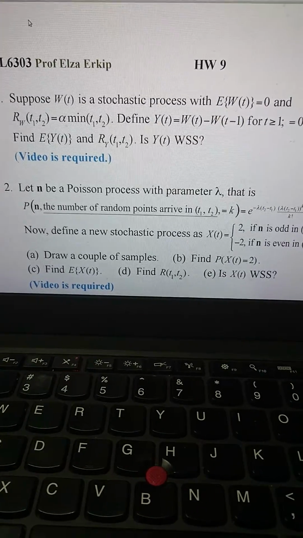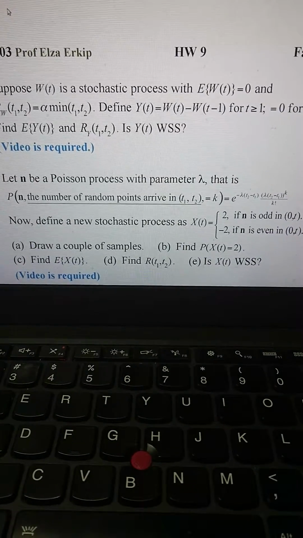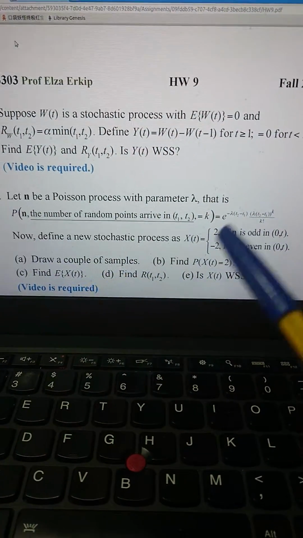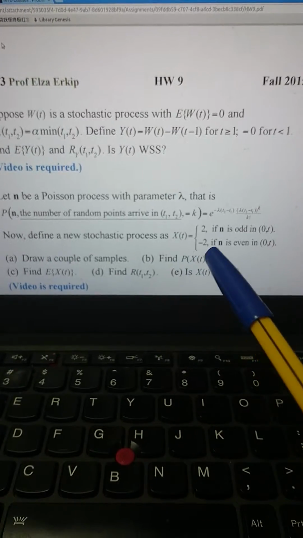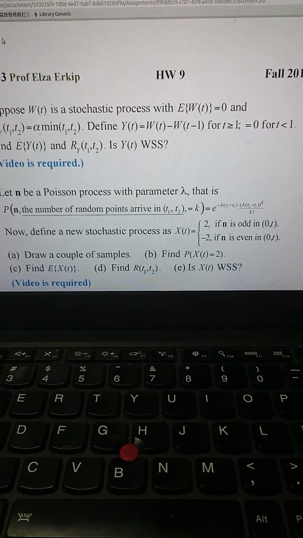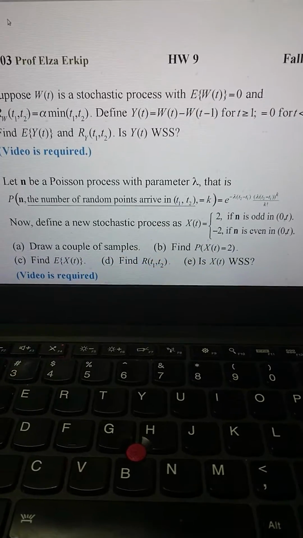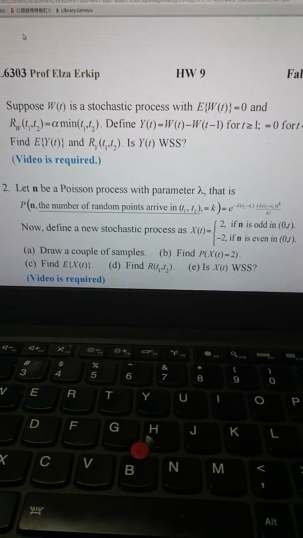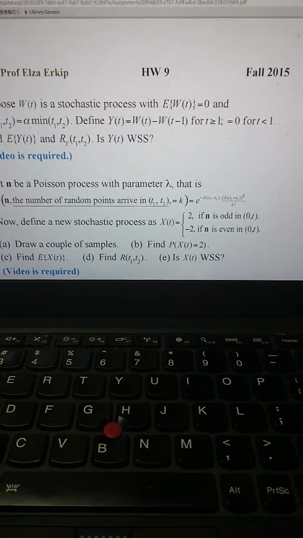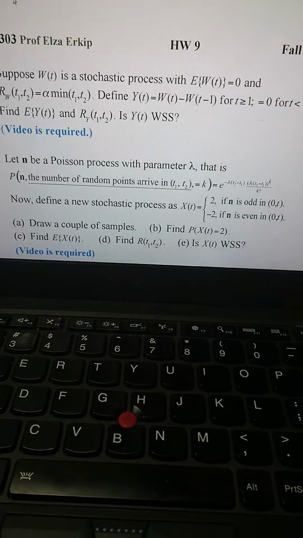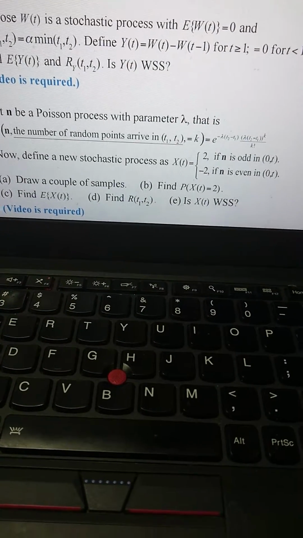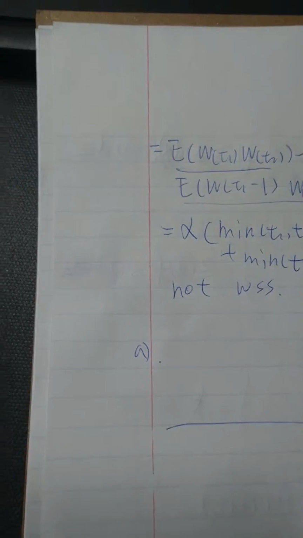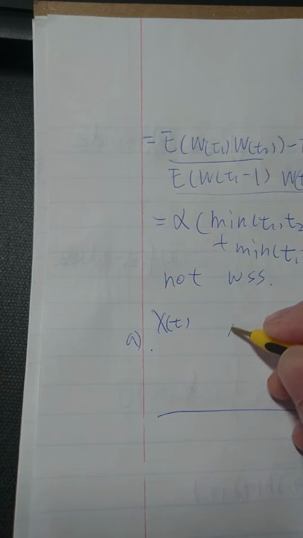The second one is that N is a Poisson process with parameter lambda, and define a new stochastic process Xt equal to 2 if N is odd in 0 to t, or minus 2 if N is even in 0 to t. First we should draw a couple of samples. What does that mean? I think we should draw Xt.